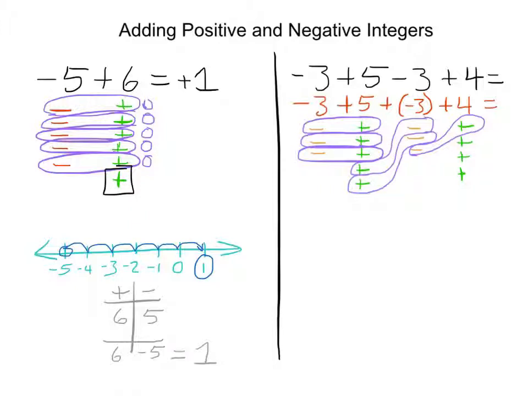The only thing that I have left is what I have on the right side of the problem. And that, in this case, is these 3 plus signs. 3 plus signs means that my answer is positive 3.